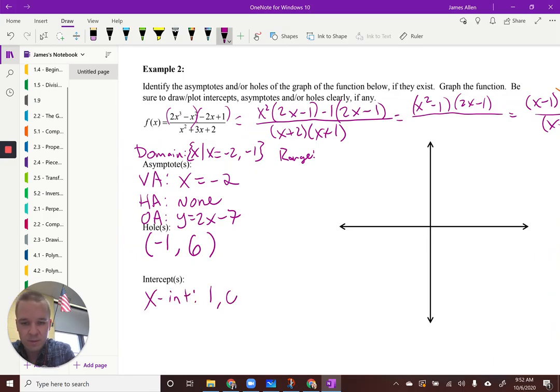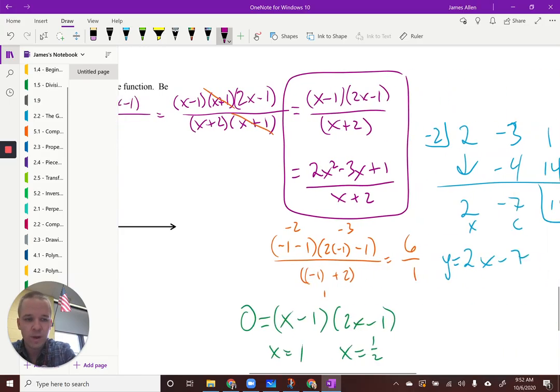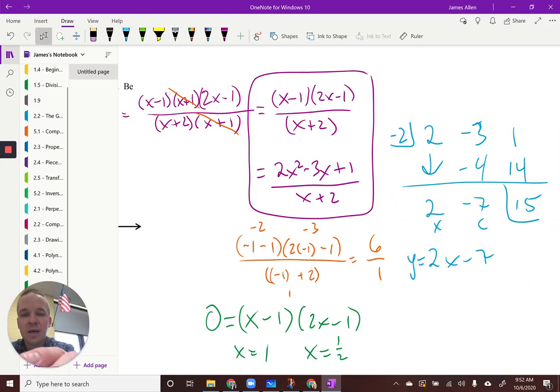X-intercepts (1, 0) and (1/2, 0). All right, how about our y-intercepts? Well, what do I do to get my y-intercepts? I need to substitute in 0 for x.